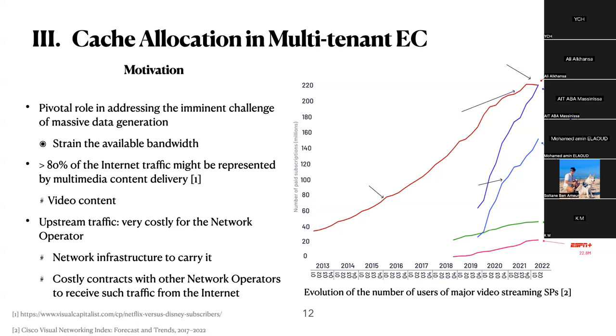And all this will generate upstream traffic, which is traffic going to the internet and coming back. And this is very costly for the network operator, since either it has to install an infrastructure to carry this traffic, or to sign costly contracts with other network operators to receive such traffic from the internet.